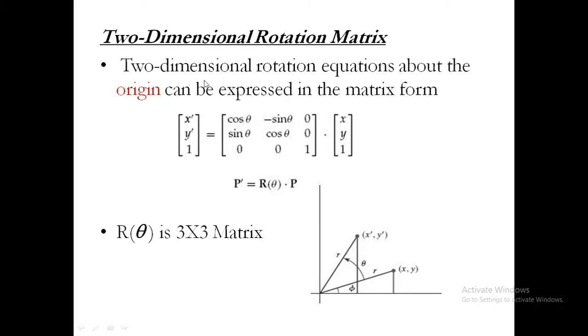You can see the two-dimensional rotation equation about the origin expressed in matrix form like this. This is the rotated point (x', y'), and this is the previous point (x, y). Just multiply the rotation matrix with the point and you will get the rotated point. Here R theta is nothing but a 3 cross 3 matrix. This is a rotation about the Z axis.